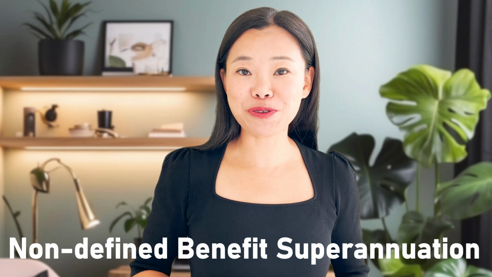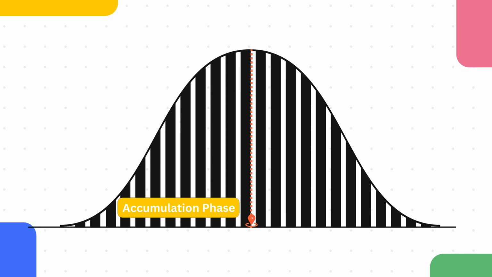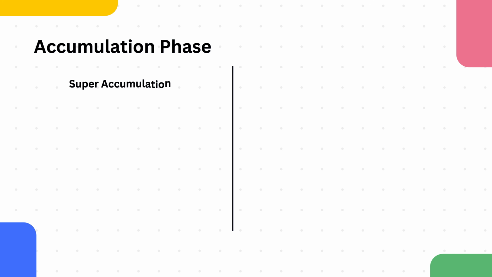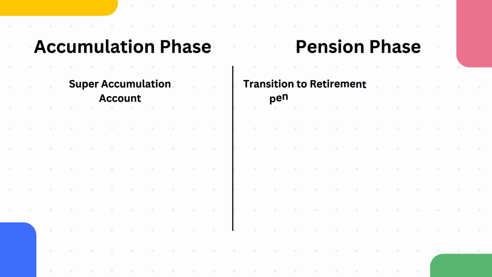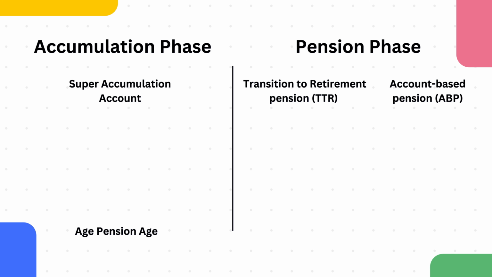First off, I will be making a separate video about defined benefit super. Today's video, however, is all about non-defined benefit super. There are 2 phases to your super, the accumulation phase and the pension phase, also called the drawdown phase. In the accumulation phase, your super is held in a super accumulation account. In the pension phase, you might have a transition to retirement pension or account-based pension. In Australia, the age pension age is now 67 for everyone.